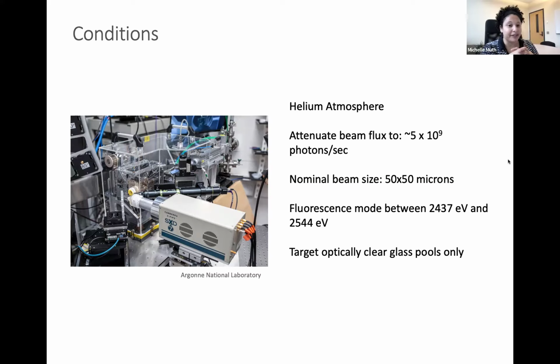So we ended up using a fairly large nominal beam size of about 50 by 50 microns. We used the setup in fluorescence mode, scanned between 2437 eV and 2544 eV in the sulfur XANES region. And importantly, we targeted only optically clear glass pools. So we're only analyzing the glass portions of these samples.